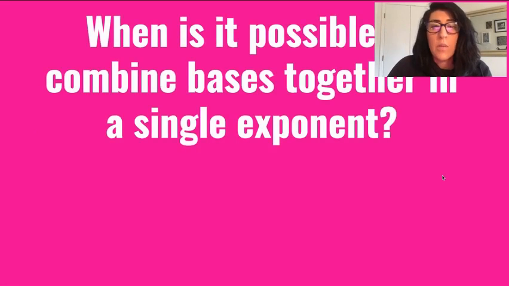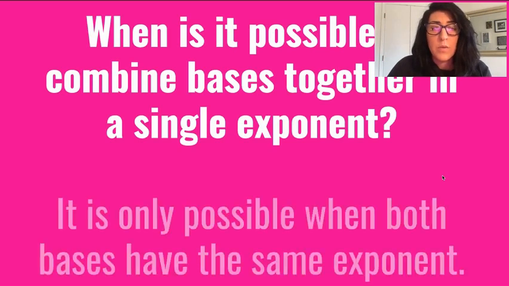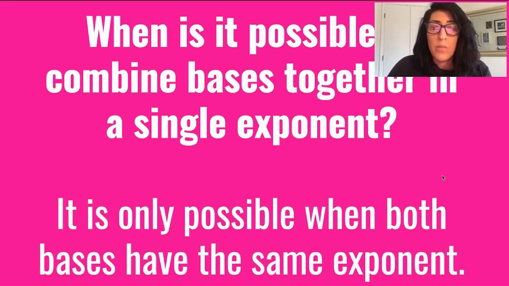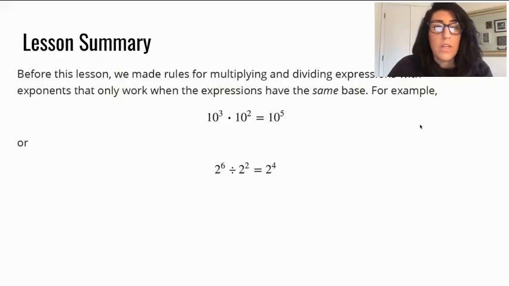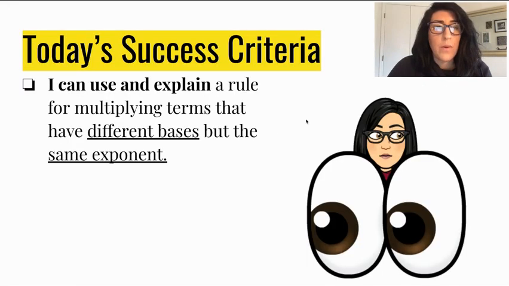When is it possible to combine bases together in a single exponent? It's only possible when both bases have the same exponent. You can go ahead and read that lesson summary if you choose to. Otherwise, you were successful at this video if you're able to use and explain a rule for multiplying terms that have different bases but the same exponent.